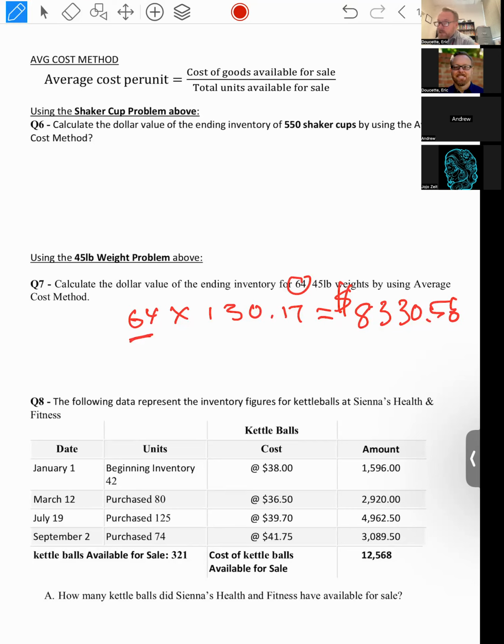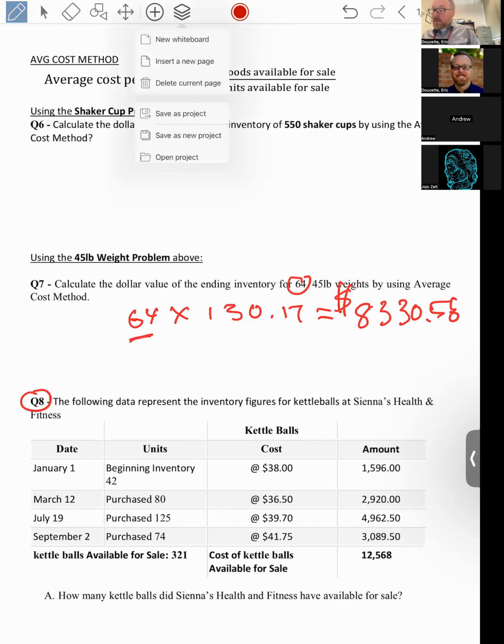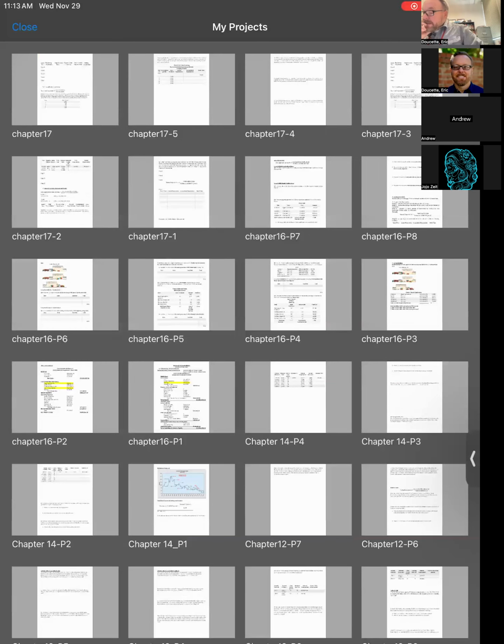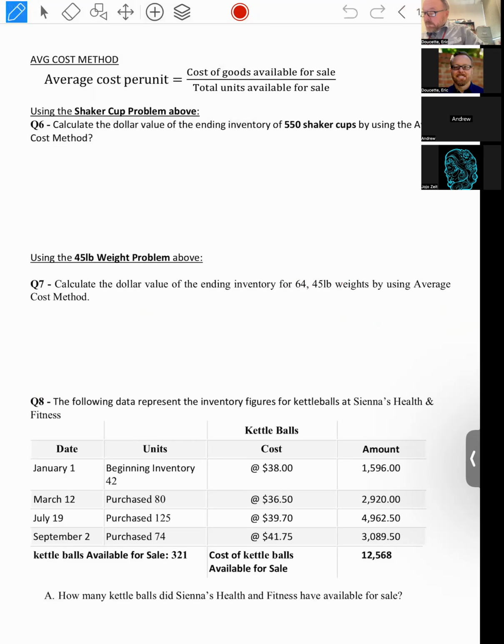Question 8 is just me doing it again with all 3 methods. Do you guys want me to do that? Or are you okay? No, I'm okay. I get it. You get it, Jojo? I'm good. Okay. Then I'm going to move on from that. Let's see what else I got. I think that's it for chapter 16. That was the last page.